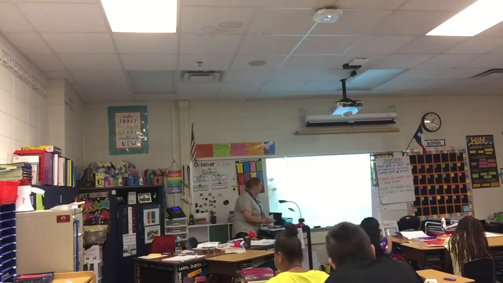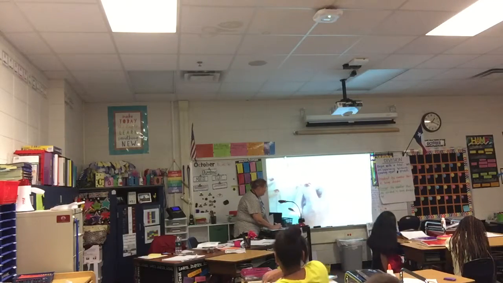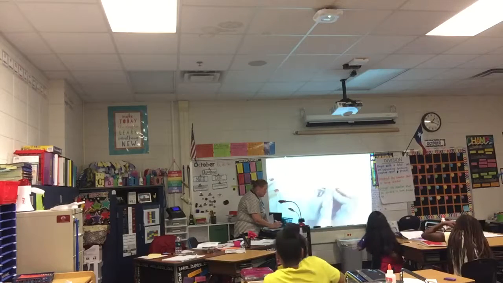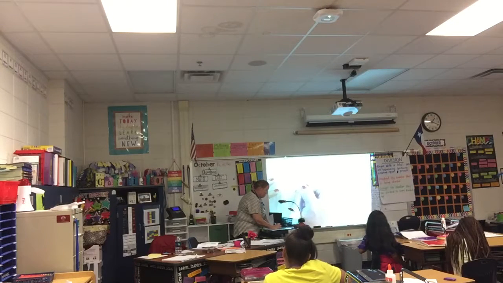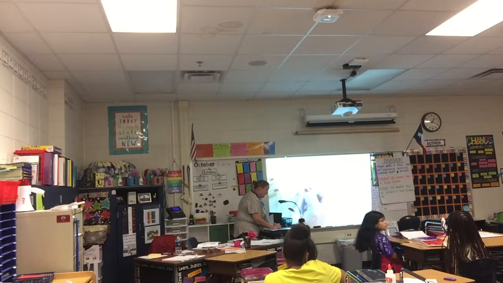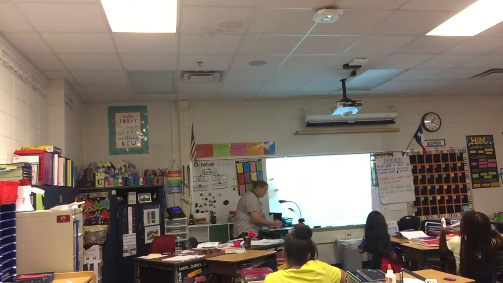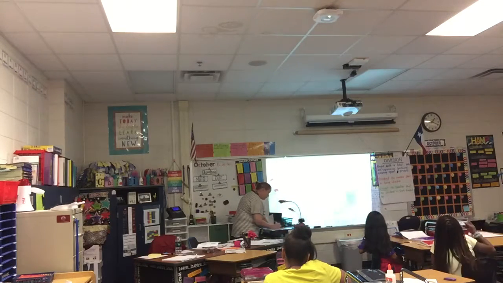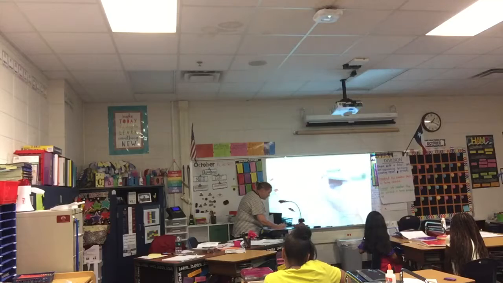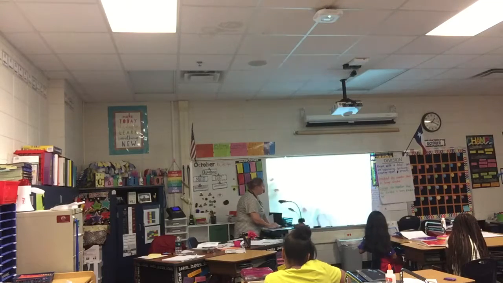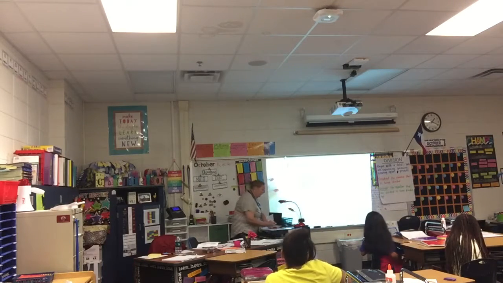Alright, so we know we're doing equal groups of 3. So I've got 1, 2, 3. Let's do another equal group of 3. 4, 5, 6, 7, 8, 9, 10, 11, 12. So we're just going to fill that in. We should have a total of 12 cubes colored in.